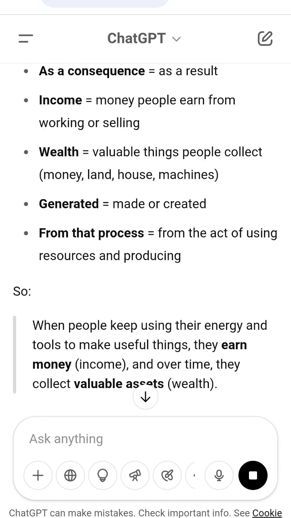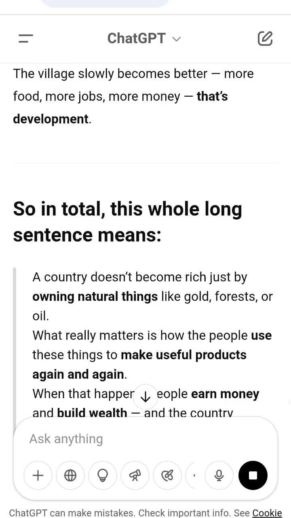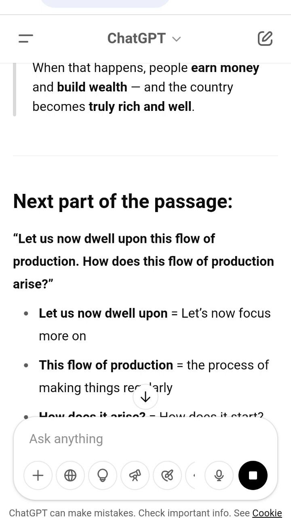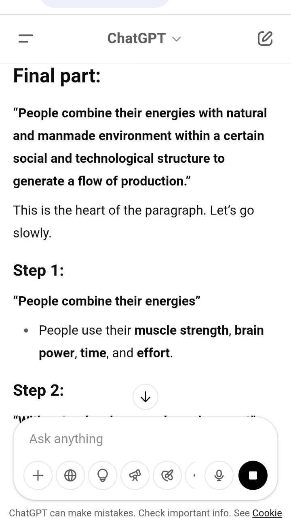People must plant and take care of it. 3. They use man-made tools and machines. Tractors, roads, internet, electricity work faster and better. 4. They work inside a social and technological system. There are rules, teamwork, schools teach skills, governments build roads, companies organize work. Example: a small village builds a cooperative farm where everyone helps and shares the crops.